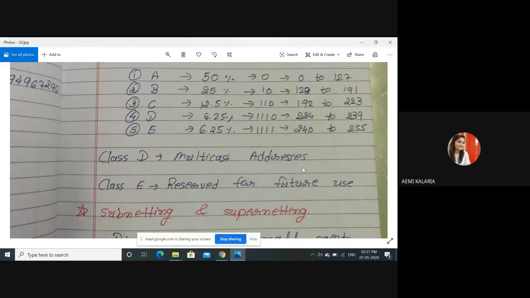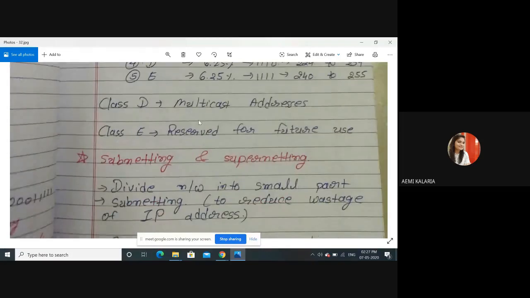So based on our need we are asking for a particular class of IP address, right? Now class D is used for multicasting, and class E is reserved for future use, right? So mostly we are not using class E anywhere. Now two other concepts are there: subnetting and supernetting. So what do you mean by subnetting? As the name suggests, sub means what? We are dividing into small parts, that we can call subnetting.